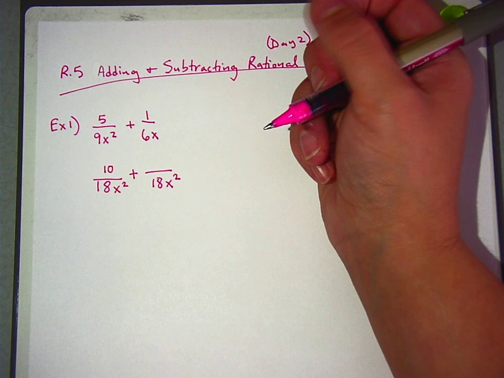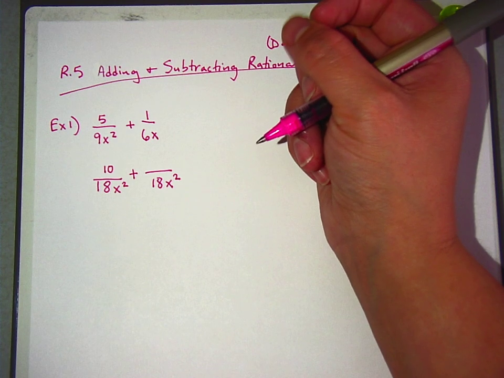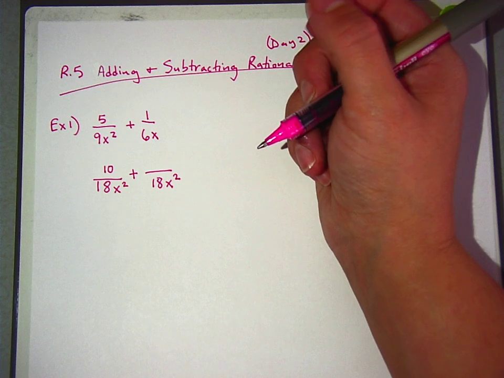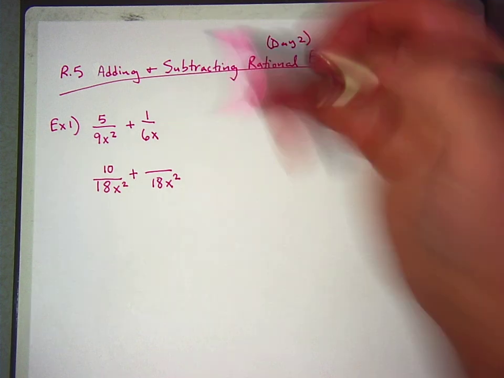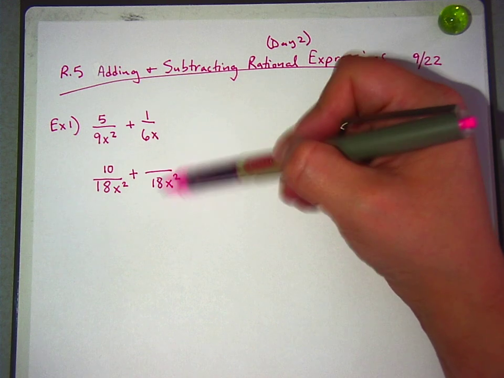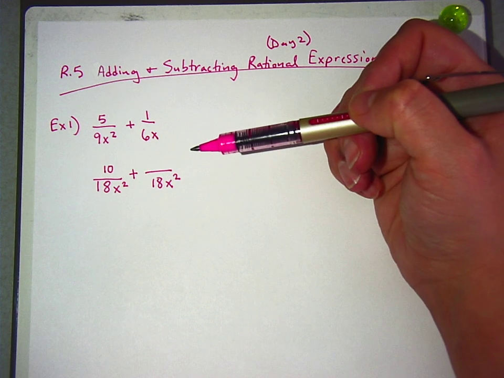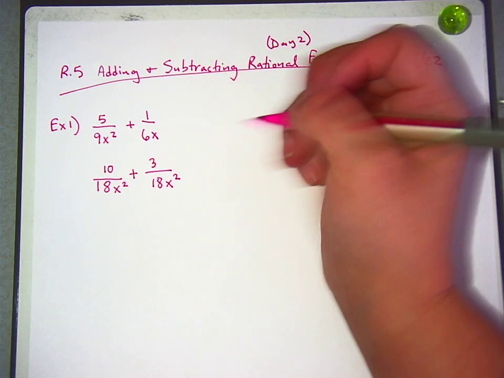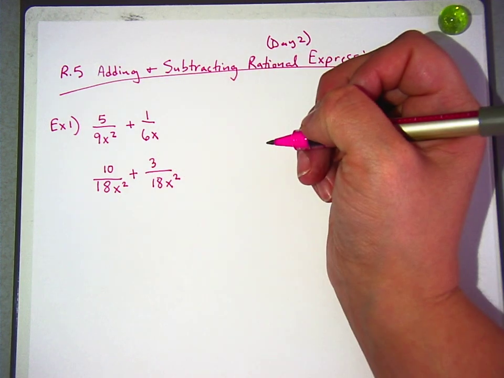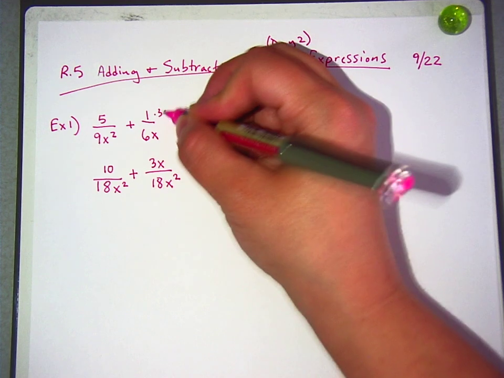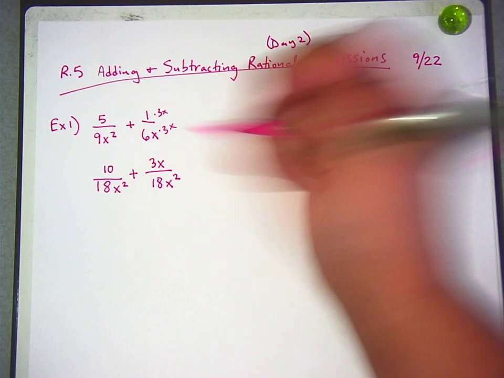You guys getting it? How are you with adding fractions? Really bad. Okay, yeah, this is going to be tough. All right, so 6x times what makes 18x squared? We need a 3, because 6 times 3 is 18. And x times what makes x squared? X. So it's like I multiplied the top by 3x and the bottom by 3x.